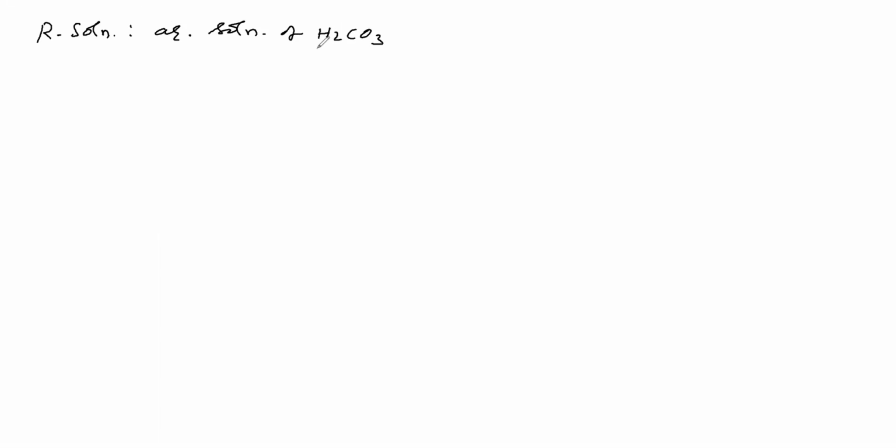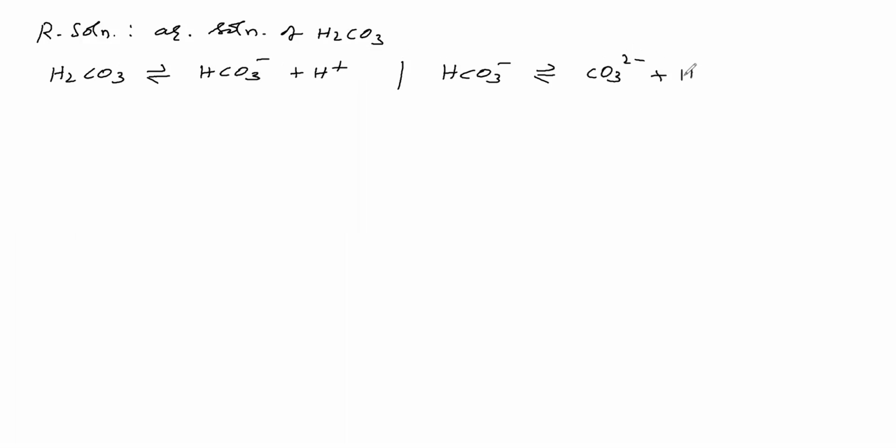How to find pH? For this, we consider the acid dissociation. This acid, carbonic acid, is dissociating to give bicarbonate and H plus. We can say this bicarbonate on further dissociating gives carbonate and H plus. Now we will see Ka for these two, Ka1 and Ka2. We will see for this, we can say Ka2.